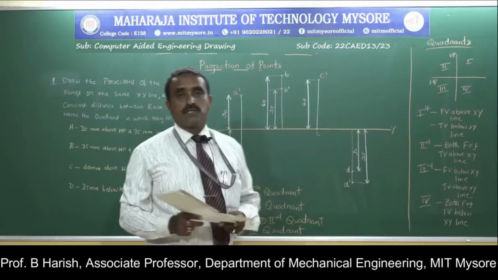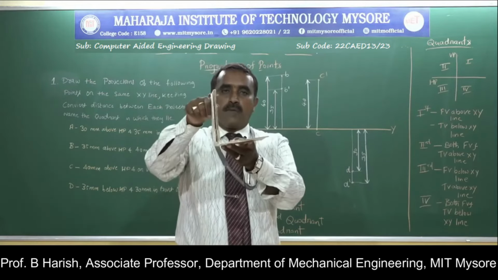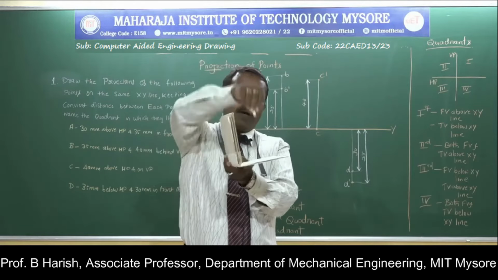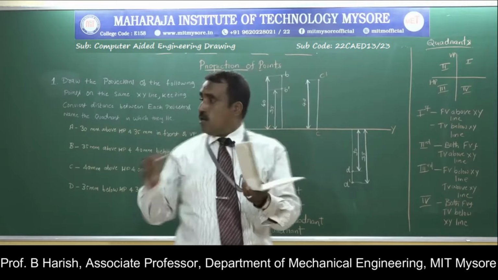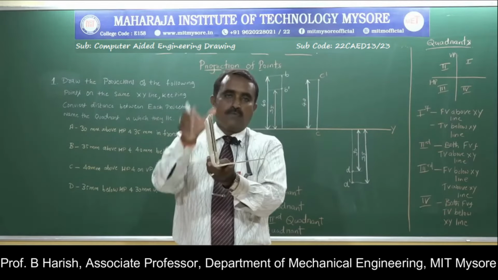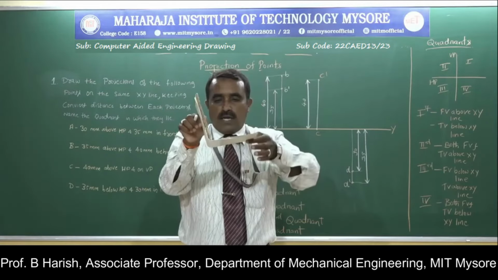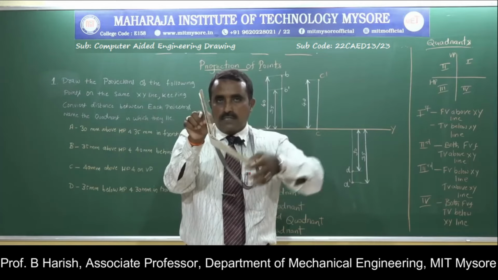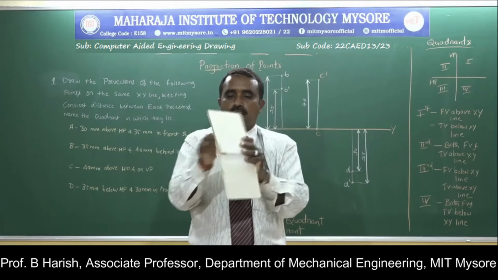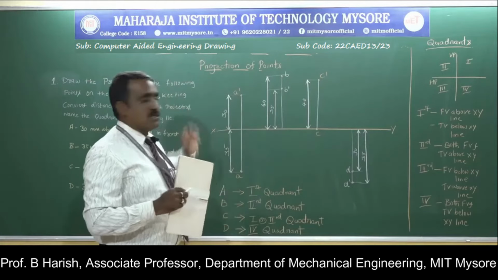So how will be the solution, or how to draw the projections? The rule says that the vertical plane is fixed, and the horizontal plane is rotated like this. So the point is 35 mm in front of VP and 30 mm above HP. My front view is here, top view is here. I will be rotating the horizontal plane clockwise. When that is the case, I will get the top view below and the front view above.